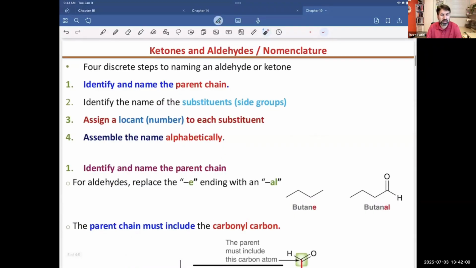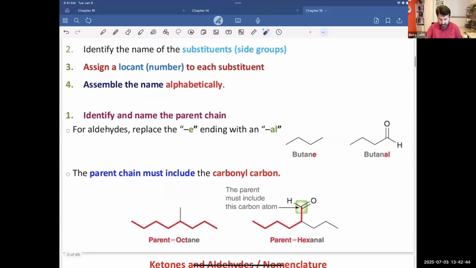How do I name aldehydes and ketones? The pattern is the same for both of them, and the only difference is that the end of the name will be a bit different. Let's start with this. The first thing we need to find is the biggest chain, the parent chain. Next, we highlight any substituent attached to it. Then we give each a position, or a number. And at the end, we order them alphabetically.